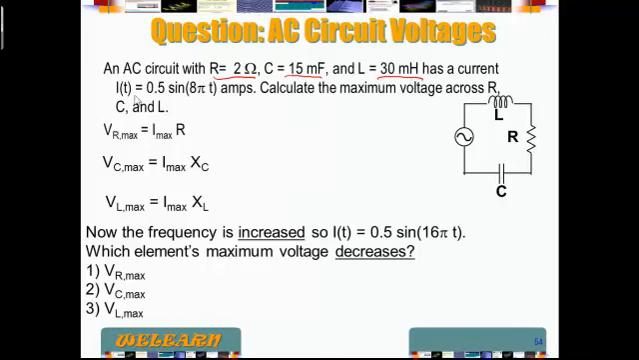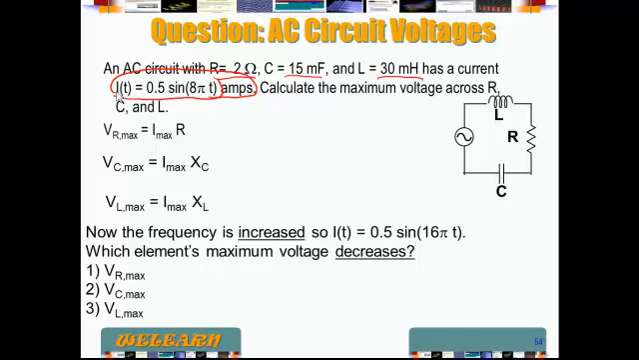And we are told it has a current of 0.5 sine of 8 pi t amps. And we are asked to calculate the maximum voltage across R, C, and L.